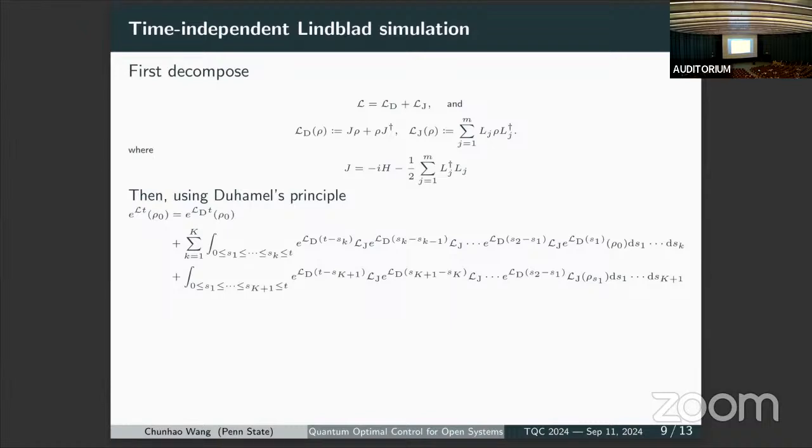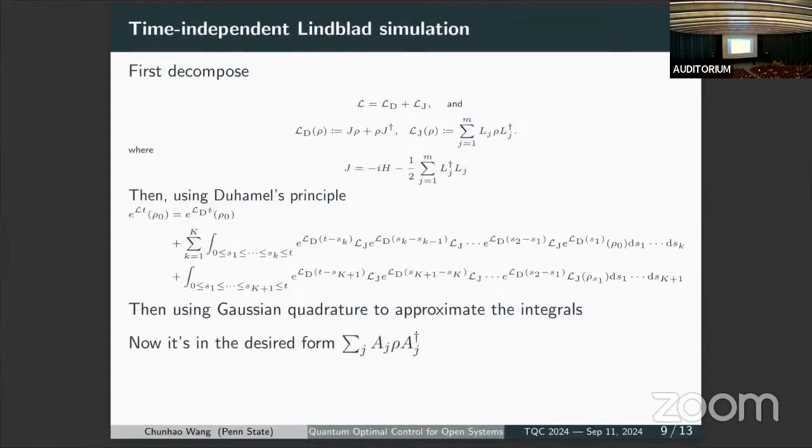Which is nice. Then you need to deal with this integral, and you can actually use another mathematical tool called the Gaussian quadrature to approximate this integral by a summation. Then this becomes a summation, now it looks familiar, right? It's just in this completely positive form.